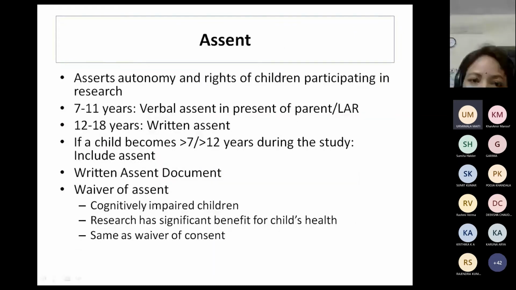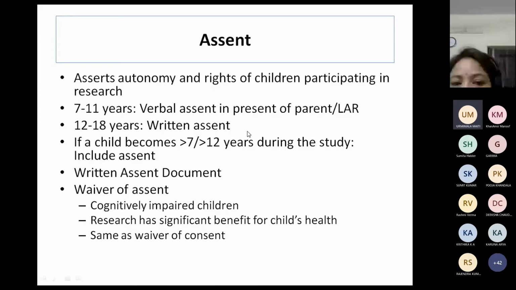So in children between 7 to 18 years of age, we do not call it a consent, we call it an assent, okay? So assent implies basically the same thing. It focuses on the same ethical principle, which is autonomy, right? And rights of the children who is participating in the research. For participants aged from 7 years to 11 years, verbal assent in presence of the parent or the LAR is required. 12 to 18 years, written assent is required.